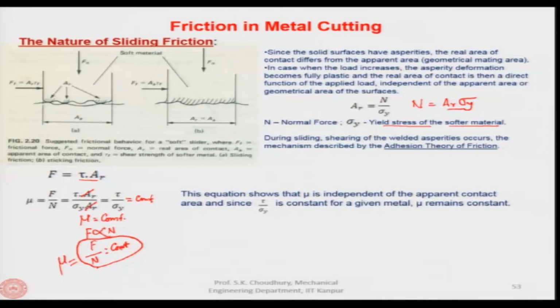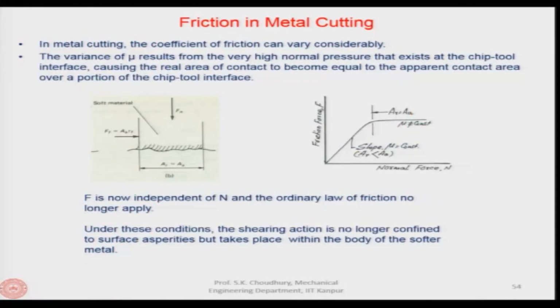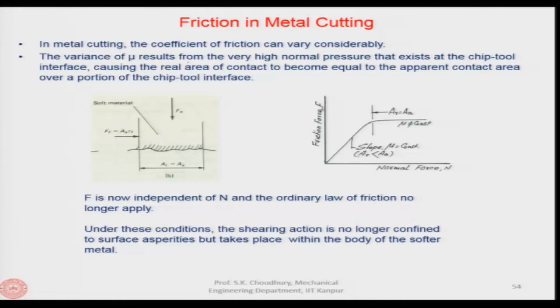So, therefore, mu remains constant, and in the case of metal cutting, the coefficient of friction can vary considerably. Why does it vary? Because the normal pressure applied by the tool onto the workpiece is very high. It is maximum when the tool tip is in contact with the workpiece, and along the chip tool contact length it gets decreased. So this variance of mu results from the very high normal pressure that exists at the chip tool interface.